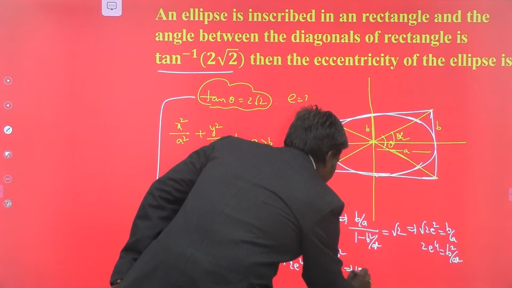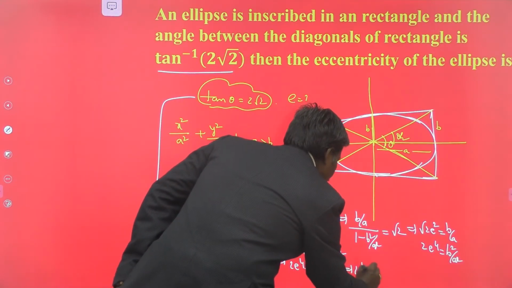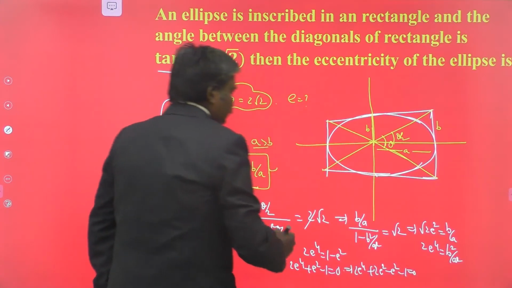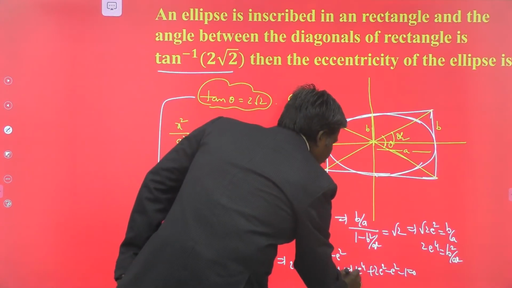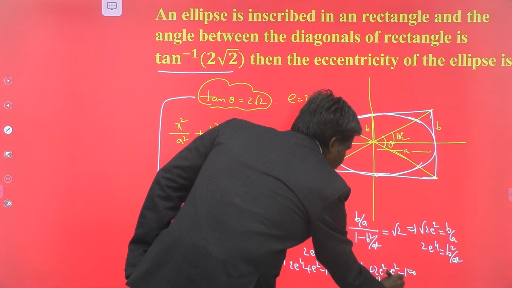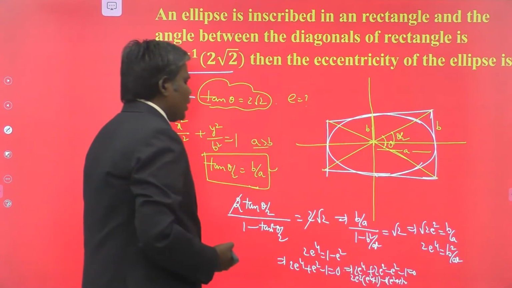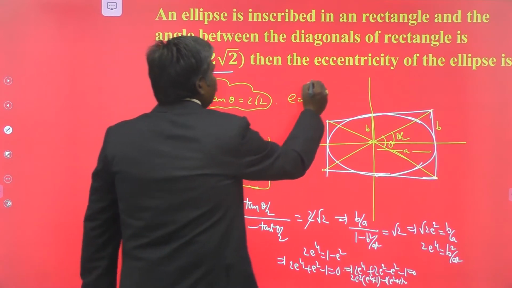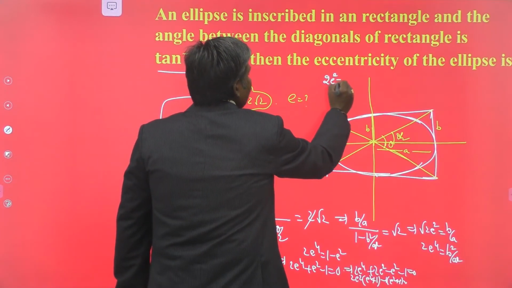So 2 e power 4 plus 2 e square minus e square minus 1 equal to 0. So 2 e square you may take common: 2 e square into (e square plus 1) minus 1 times (e square plus 1) equal to 0. e square plus 1 is never 0. Therefore 2 e square equal to 1.